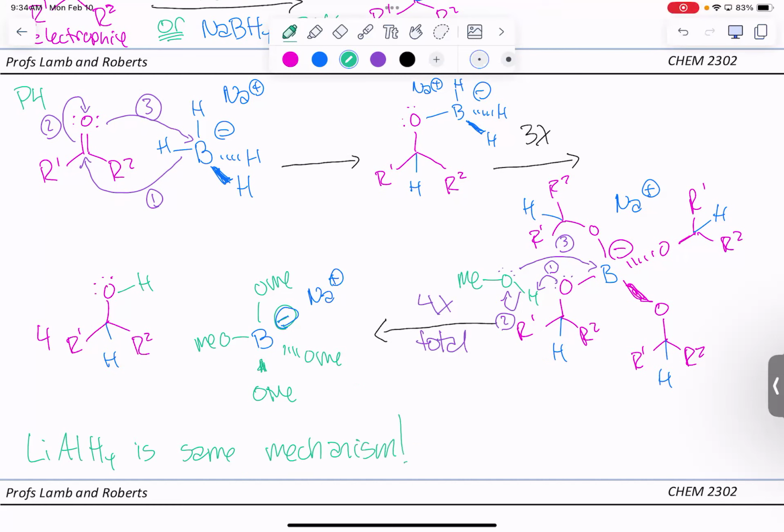All right, so how it's the same is that instead of a boron here, you would just put aluminum. Same mechanism, right? And instead of methanol being in that same step, we would just use water as our proton source, all right? In a different step. So the exact same arrows for lithium aluminum hydride. All right, I still see people writing, so I'll give you a moment to catch up.